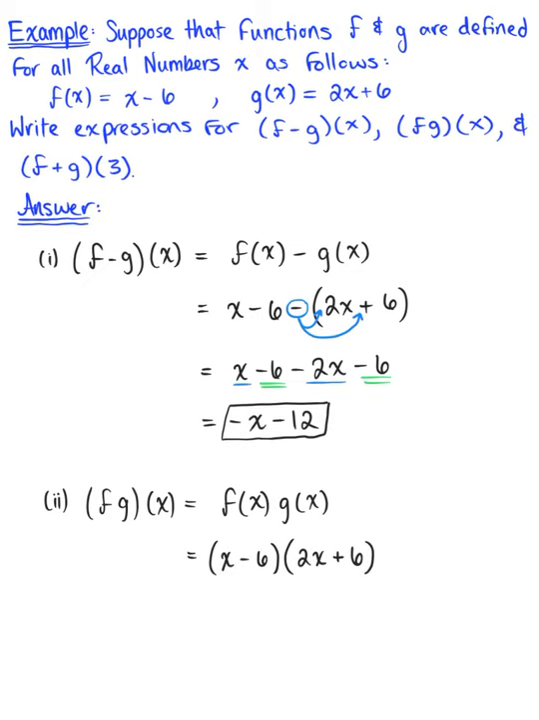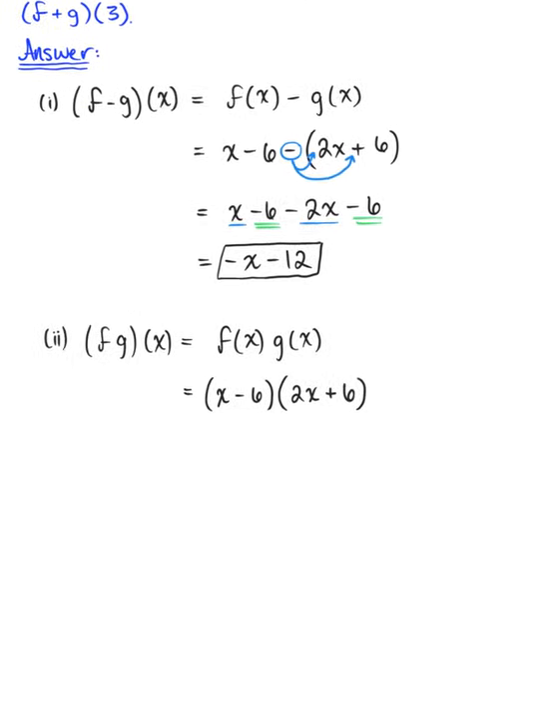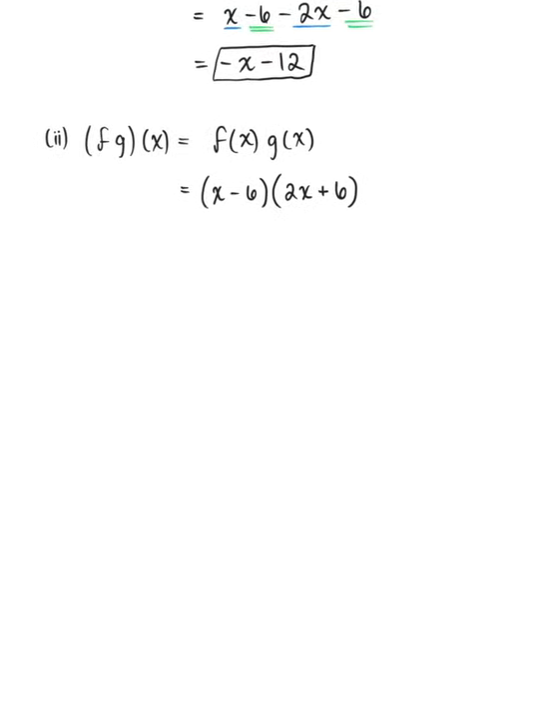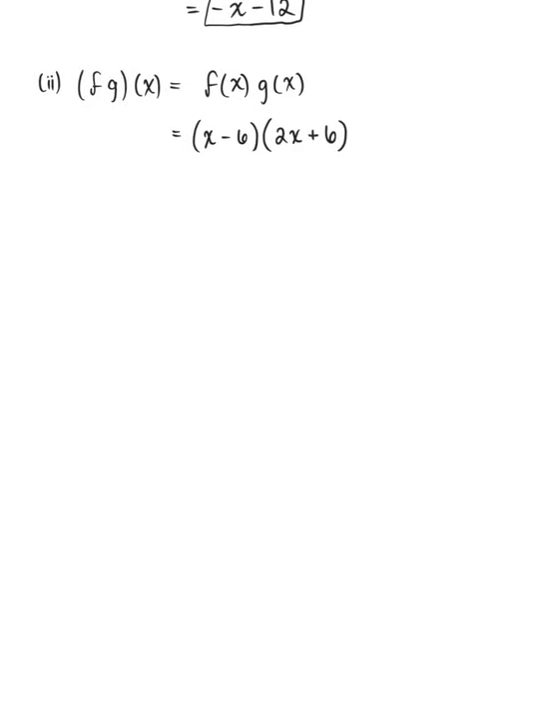And so now to simplify this algebraic expression, we're going to go ahead and FOIL this out, or find this binomial product. So we have x multiplied by 2x, which gives us 2x squared. We have x multiplied by 6, so that's plus 6x. Then we have a minus 6 times 2x for a minus 12x. And last but not least, we have negative 6 multiplied by positive 6, which gives us a minus 36.